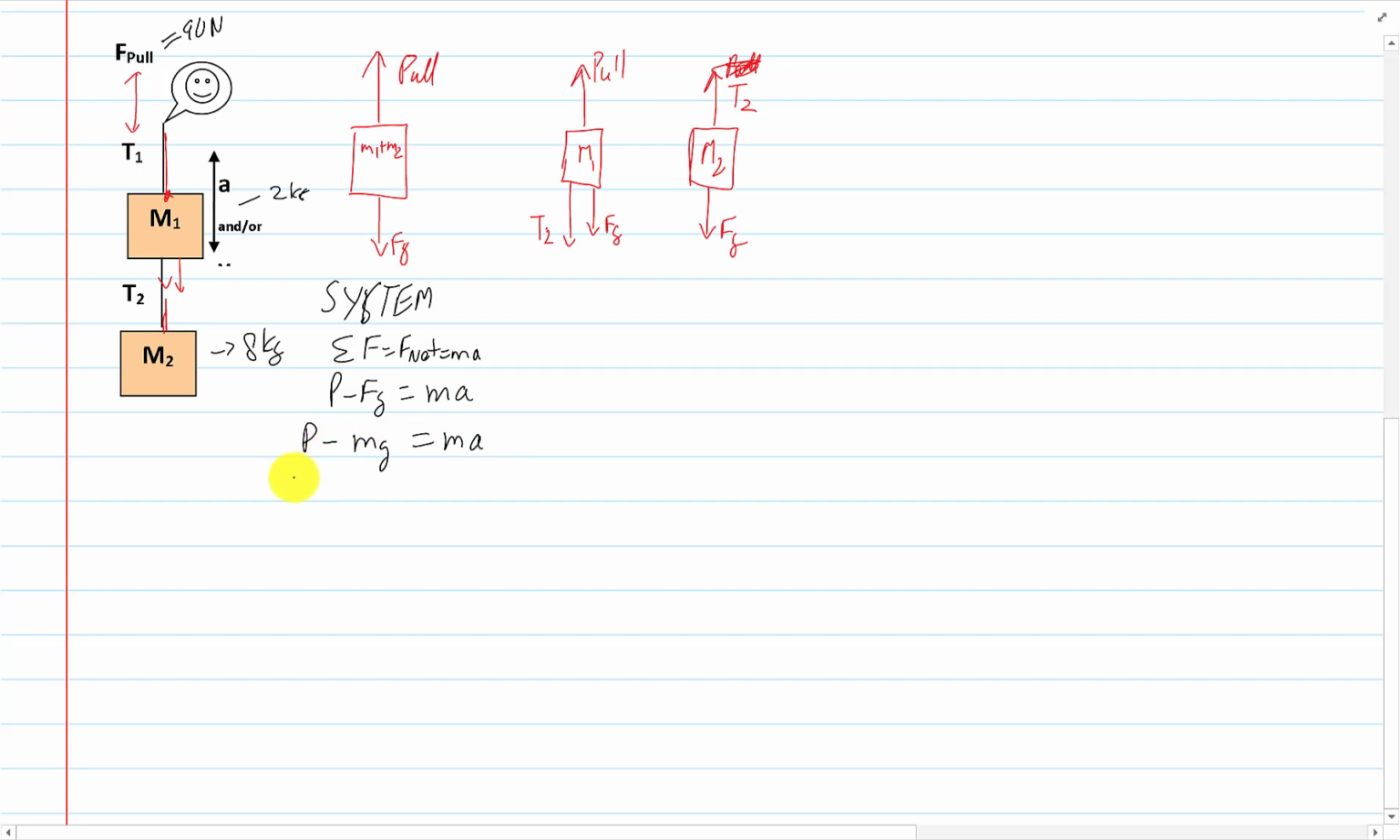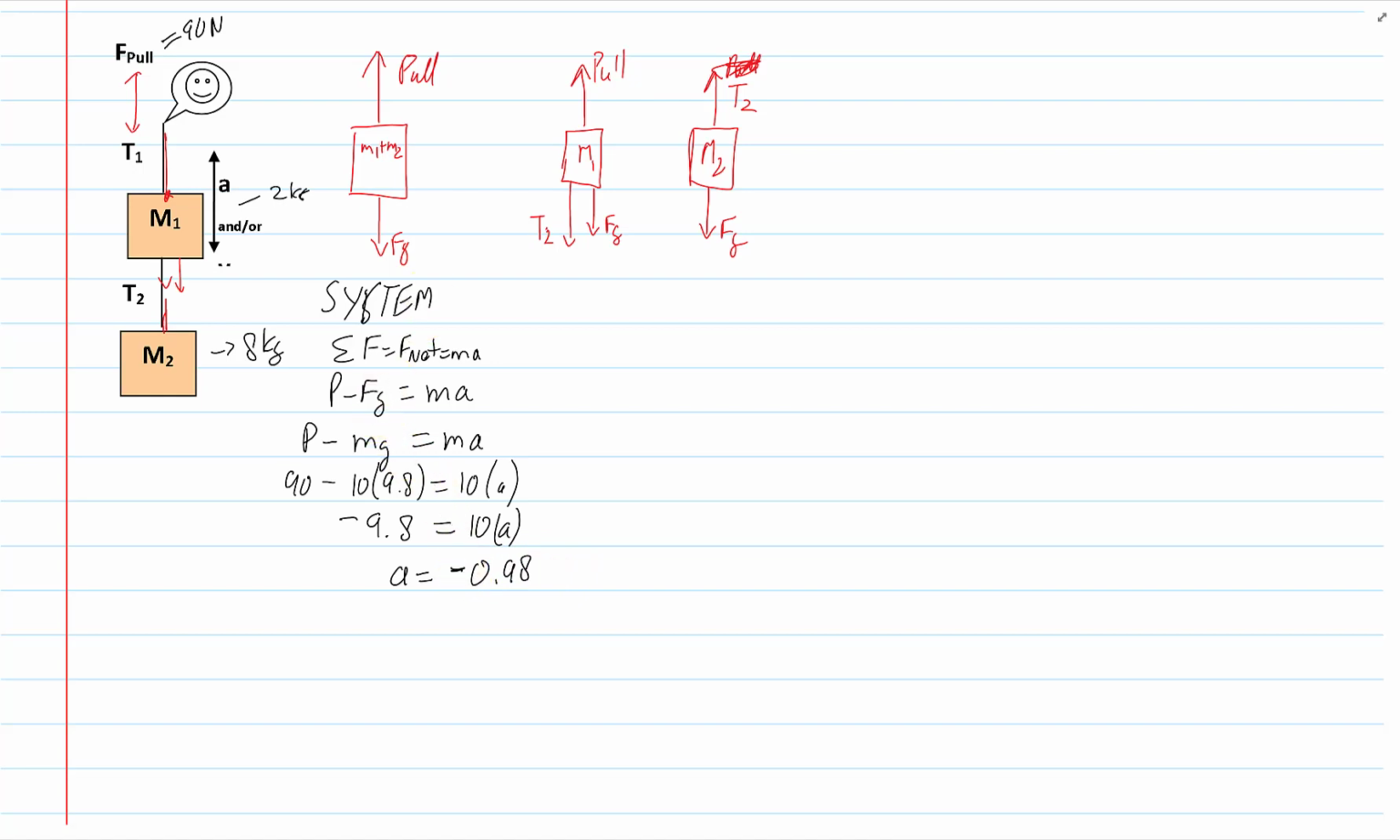So the pull force here is 90 newtons. The mass is 10 kilograms. This is 9.8, and that equals 10 times A. Okay, so this is interesting. This becomes a negative, because this is 90 and this is 98. So this is going to be negative 9.8, and that's equal to 10A. So A is going to equal negative 0.98. And what does the negative represent?